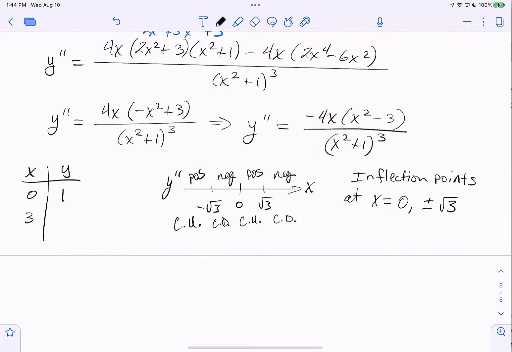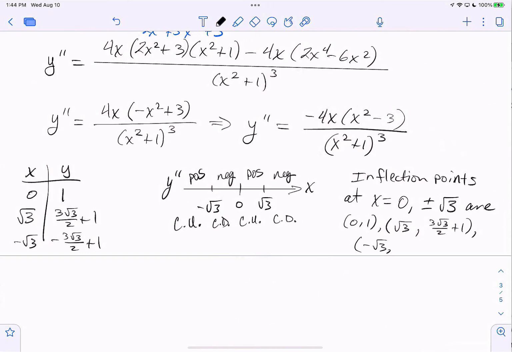At 3 we get 3 square root of 3 over 2 plus 1. Excuse me, that's at square root of 3. And at negative square root of 3 we get negative 3 square root of 3 over 2 plus 1. So we can say our inflection points are 0, 1, square root of 3, 3 square root of 3 over 2 plus 1. I know it's a lot to write. And negative square root of 3, negative 3 square root of 3 over 2 minus 1.